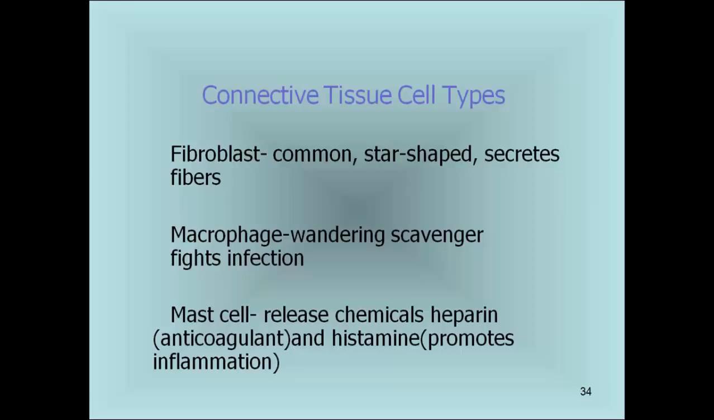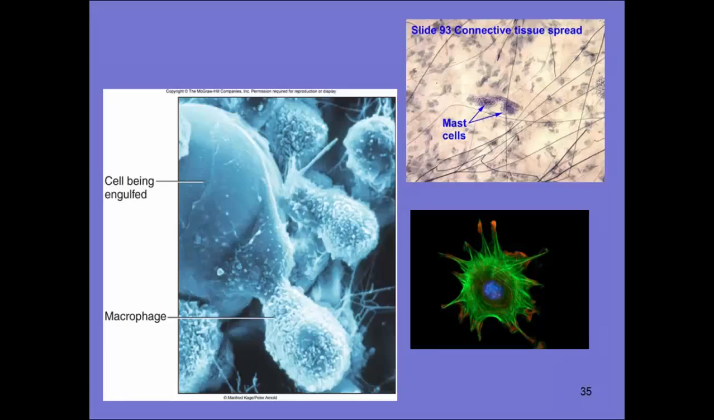There are three types of connective tissue cells. The fibroblast produces fibers. It's the most common type of cell, and it's star-shaped. The macrophage wanders around the body and fights infection, and the mast cell releases chemicals, both heparin, which is an anticoagulant, and histamine, which promotes inflammation.